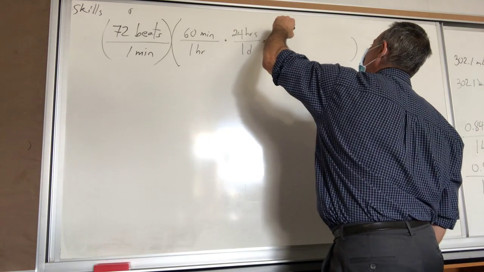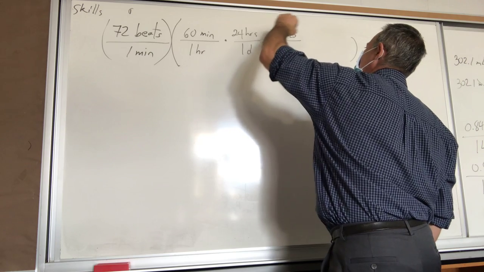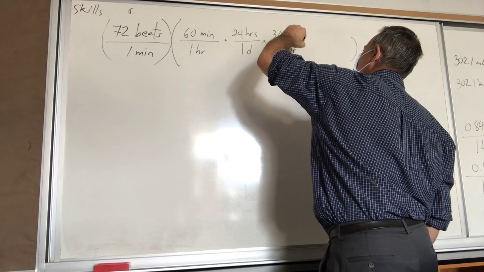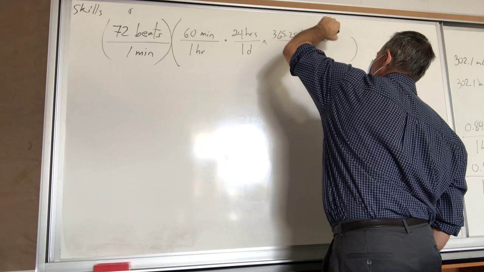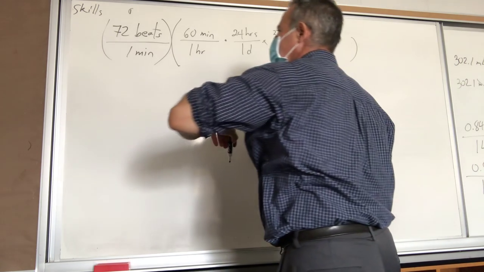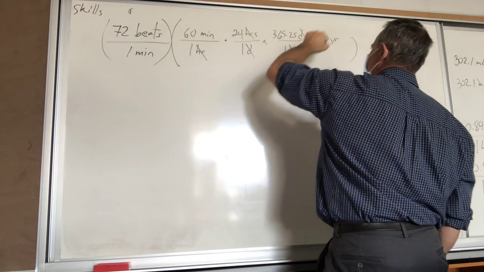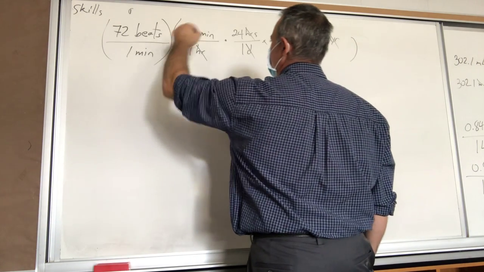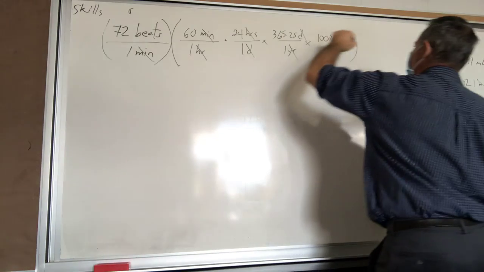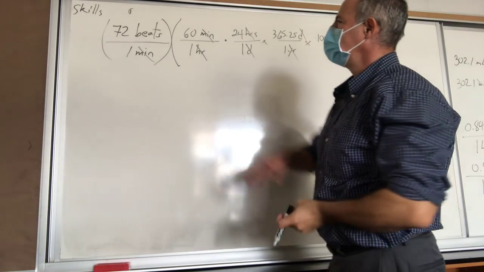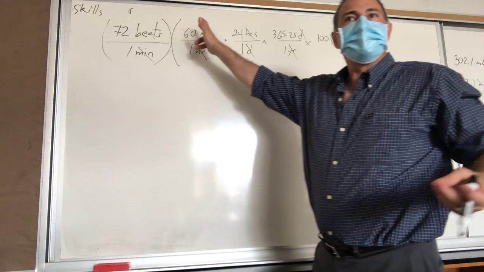365 and a quarter. Don't forget that quarter. Days in 1 year. And then you want to live for 100 years. Okay. Now let's see what we can cancel. Hours cancel, days cancel, years cancel, and minutes cancel. So your answer is going to be in beats. Everything except beats cancels.